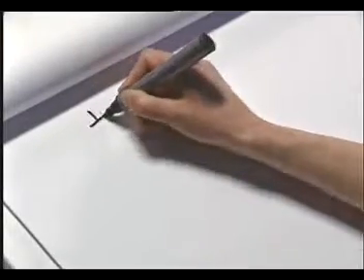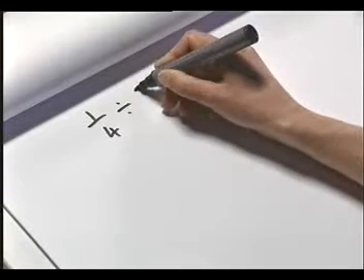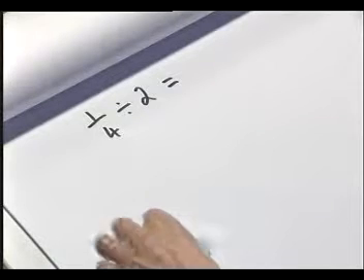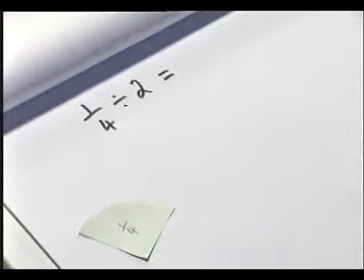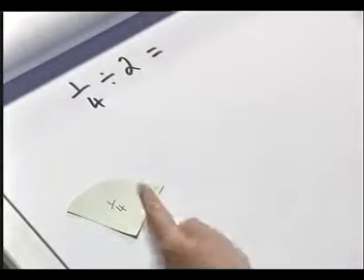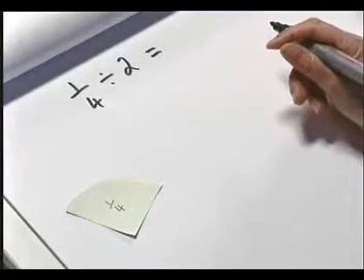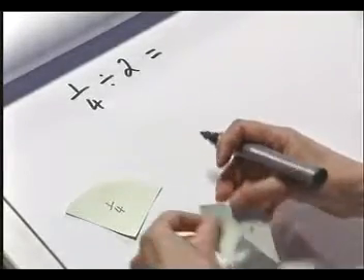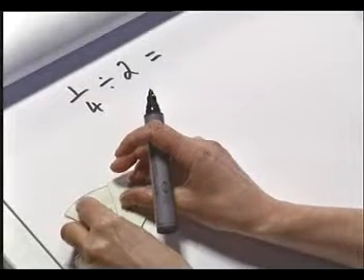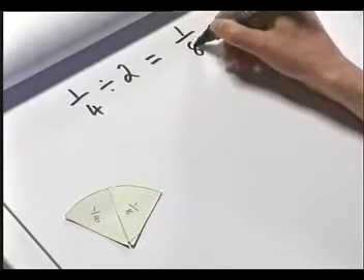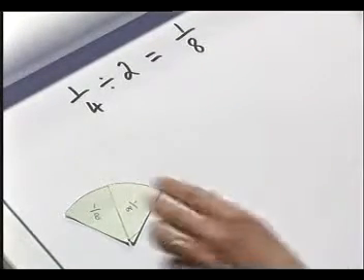Let's go on to division. A quarter divided by 2. Let's have a look at a quarter. We want to split it up into 2 equal pieces. There's 2 equal pieces fitting on top. Each one is 1/8. So we split it in half and we've got eighths.